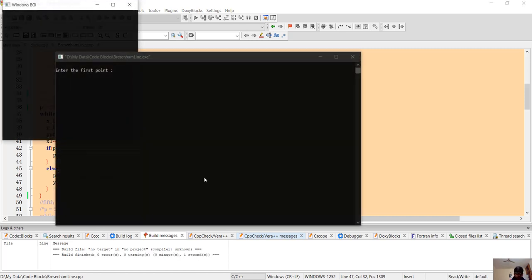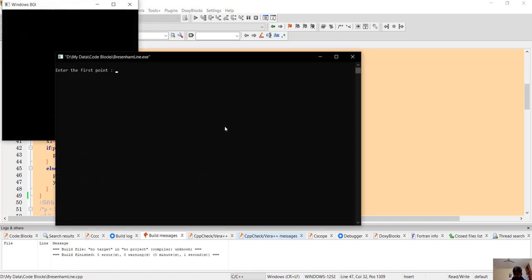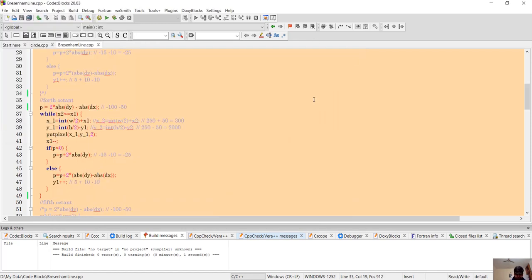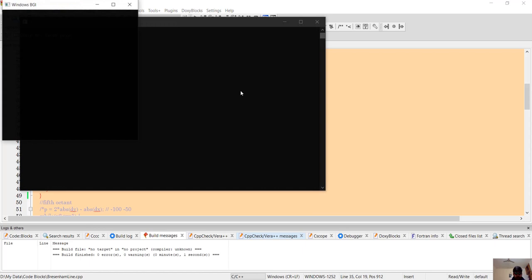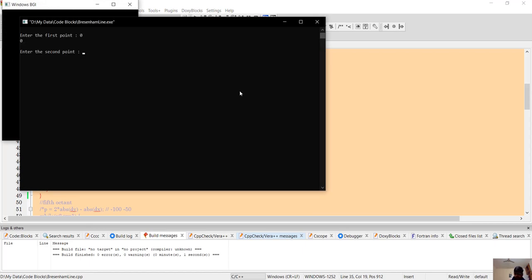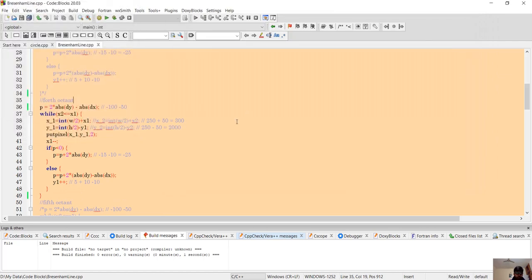F9. So what will be our point? Our point will be minus 100, minus 200 actually, minus 200 comma 100. That will work in our fourth octant. I've selected that. Let's do it again. 0 comma 0, minus 200 comma 100, working perfectly fine in our fourth octant.